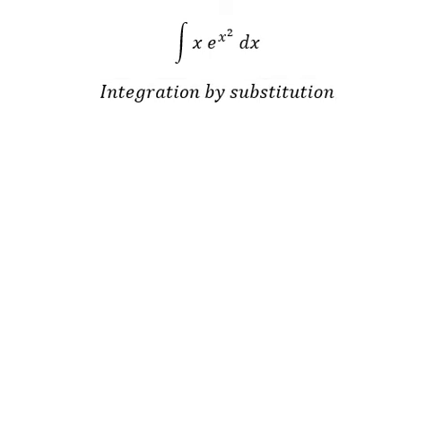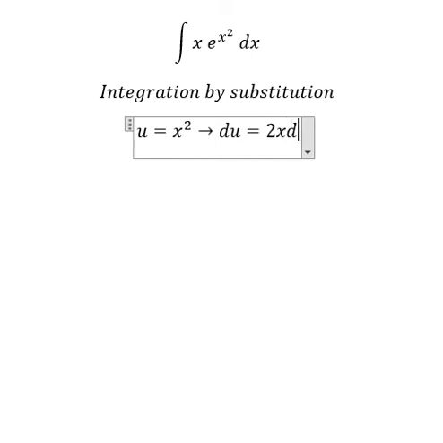So we put u equals s squared. So we first take the derivative of both sides. We have du equals 2s ds. Because we don't have the number 2 in here, we divide both sides by 2.